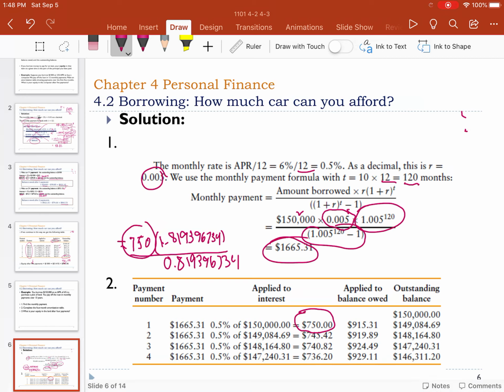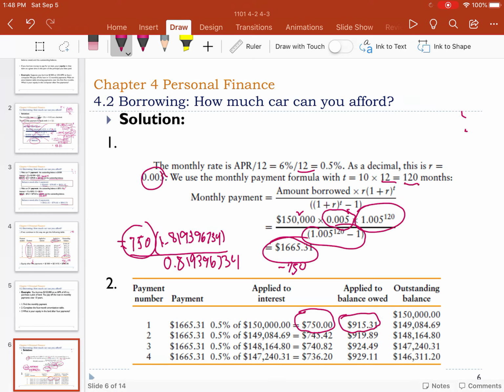This isn't a mortgage, but it is a 10-year loan. I guess it is kind of a mortgage, isn't it? It's just kind of quicker than average. It's not a house, it's a piece of land. Well then, by subtraction from 750, the 1665 minus 750 is going to give us 915.31.